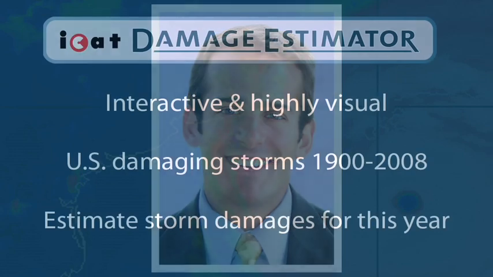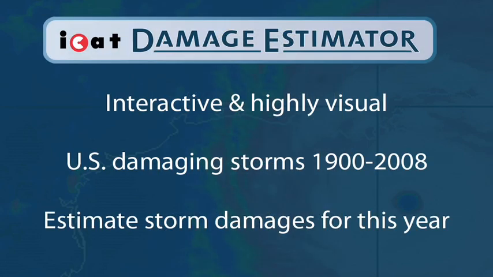My name is Joel Gratz, and over the next few minutes, I'm going to walk you through the features of this website that allow you to explore U.S. damaging storms, that is hurricanes and tropical storms that have made landfall from 1900 through 2008. And you'll be able to estimate how much damage these storms would cause if they made landfall today.